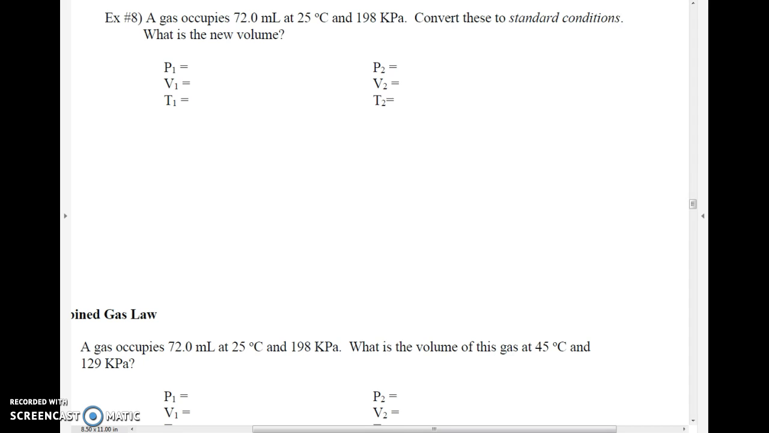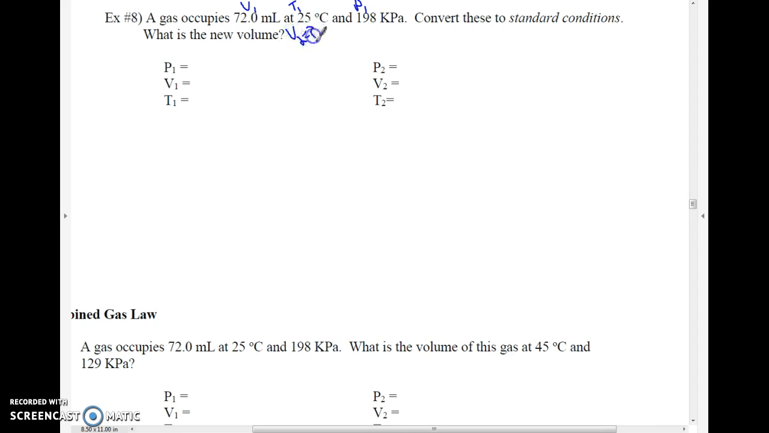So if we look at this, a gas occupies 72.0 milliliters at 25 degrees Celsius and 198 Kelvin. All right, so I have these labels written down here, which I'm not always going to give you. What I was saying before is if you start labeling this stuff up here, it kind of helps to get in mind what kind of problem it is. So you have an initial volume, temperature, and pressure. It says convert these to standard conditions. What is the new volume?